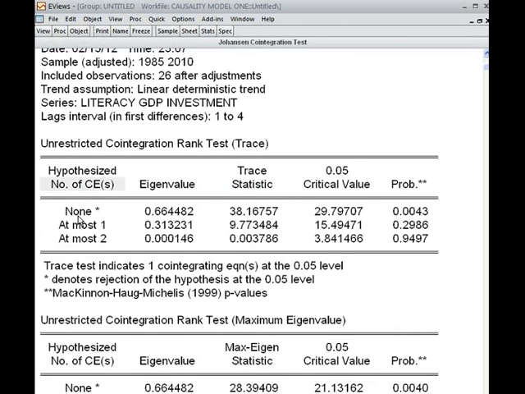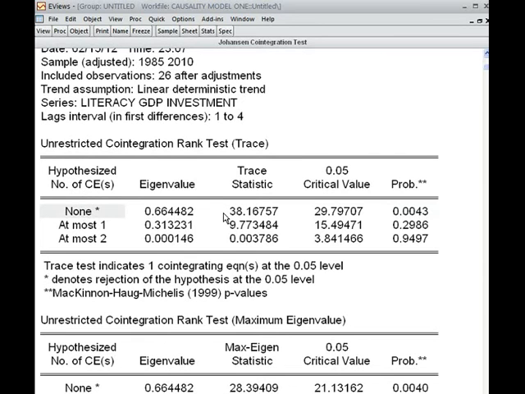Okay, suppose the null hypothesis is none. None means there is no cointegrating equation. So can I reject this null hypothesis? Yes, because the p-value is less than 5%. How much is the p-value? 0.43%, which is less than 5%. So when the p-value is less than 5%, we can reject null hypothesis. Okay.